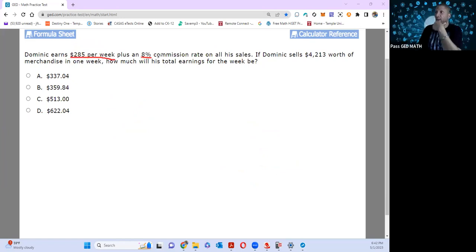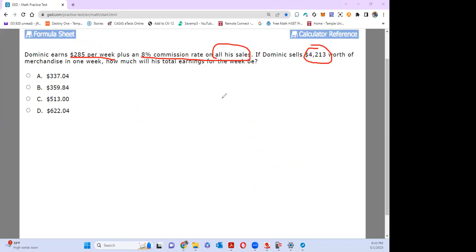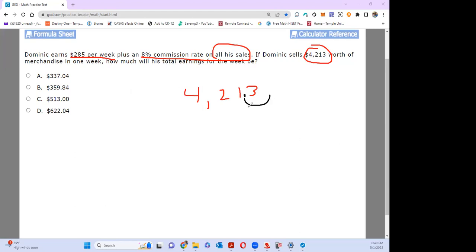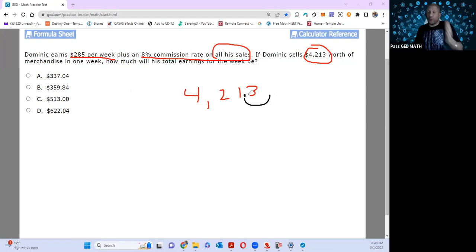$285 per week, 8% commission rate on all sales, $4,213. Instead of knowing 8%, I want to do 10%, because I know if I take 10%, that is the same as moving the decimal one place. So 10% of 4,213 is $421. If I add that 285, I'm over 600.